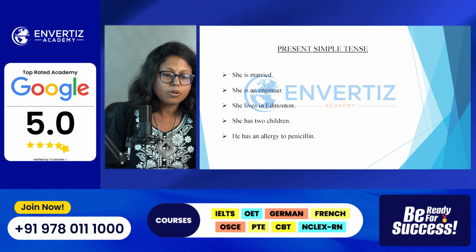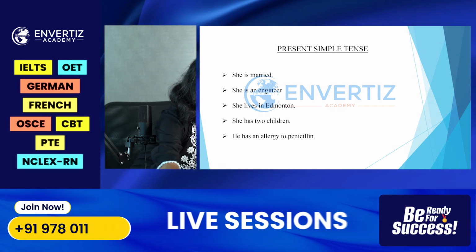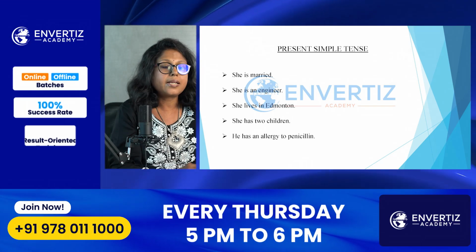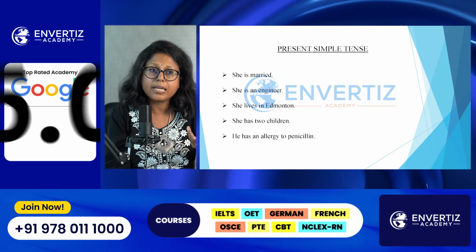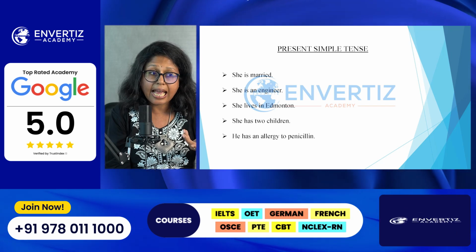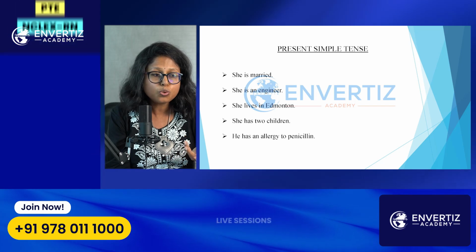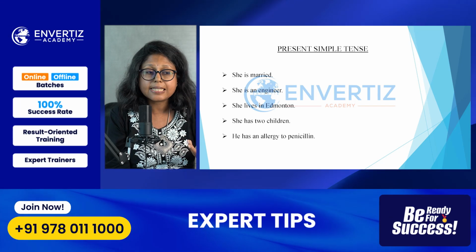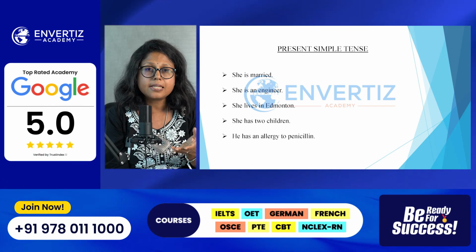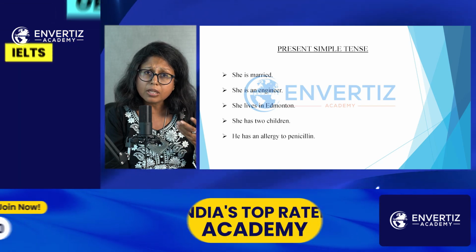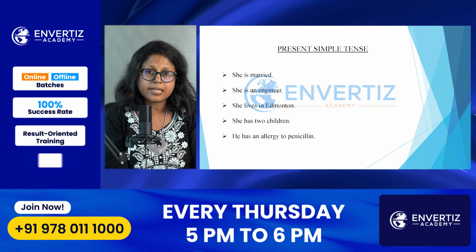I would like to give you a few examples on how to do it. The first one, which I said was married: you can write it as she is married or he is married. He or she is an engineer. She lives in Edmonton. She has two children. He or she has an allergy to penicillin. All these sentences are written in simple present tense, and as you can see, these are facts that are not going to change. That is why we have put them in simple present tense.